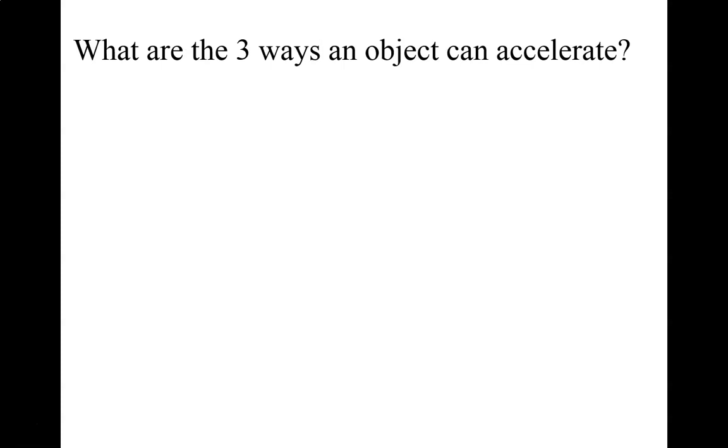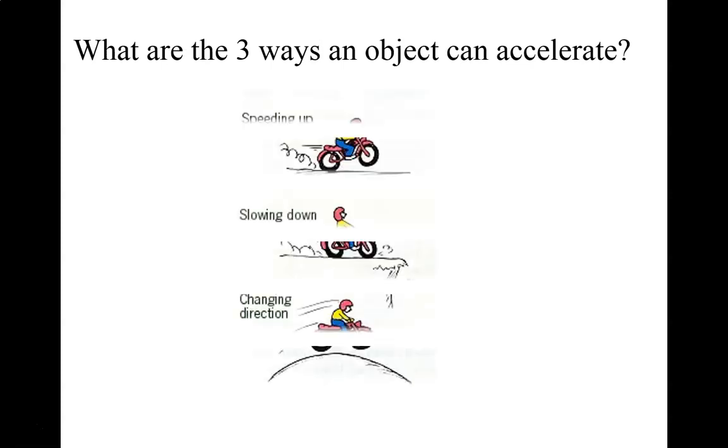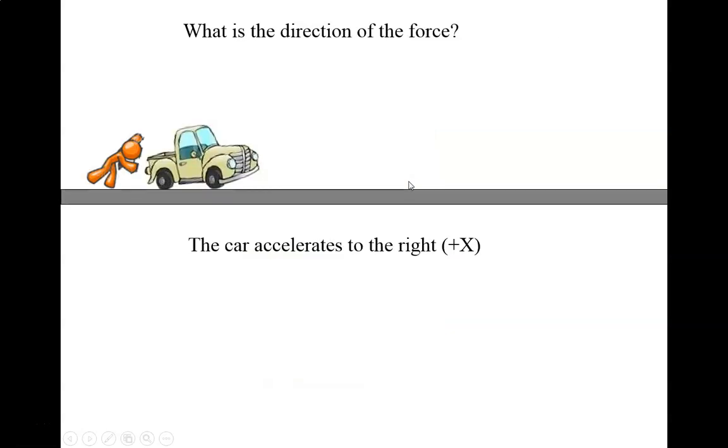So remember the three ways an object can accelerate. An object can speed up, slow down, or change direction. Those are the three ways an object can accelerate: speed up, slow down, and change direction. And depending on the direction of the force, that's what the force causes the object to do.